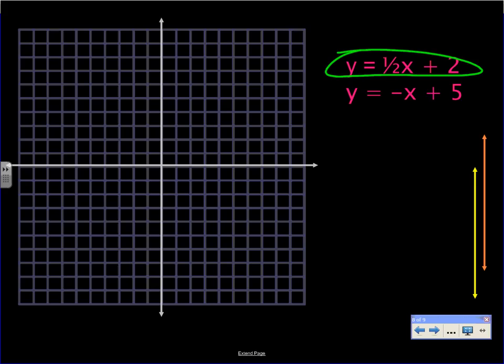This one right here, the y-intercept is positive 2. So that means we go positive 2 and plot the point. The slope is 1/2, so that means we rise 1 and we run 2. Rise 1 and run 2. Let's go ahead and plot our line.